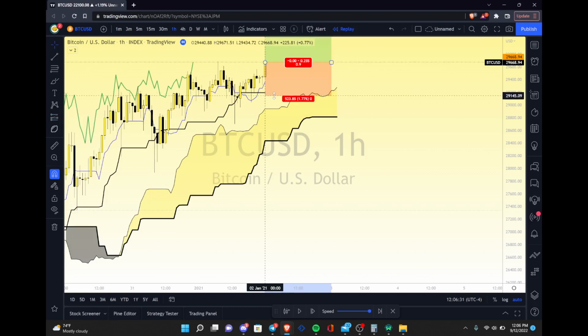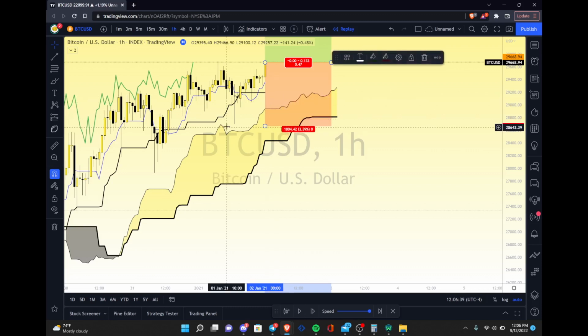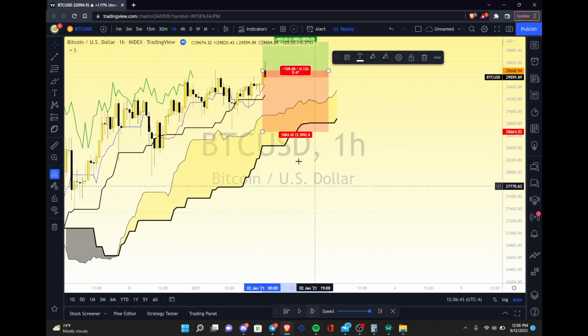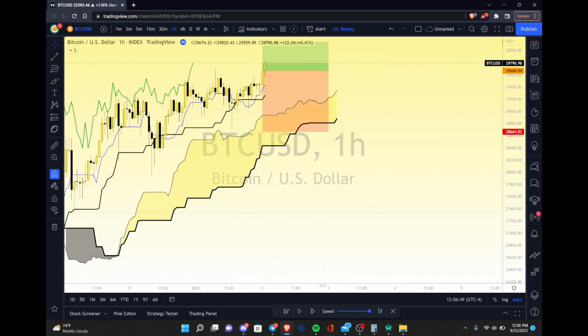You could use the Kijun, but this is a little too tight for me since I'm looking to follow the daily trend. I would go below this swing low right here, so right around here. Now let's see what happens. Because we broke this level, you're now seeing all the lines break through. So you could have waited for this candle as well. Just whatever you're comfortable with.